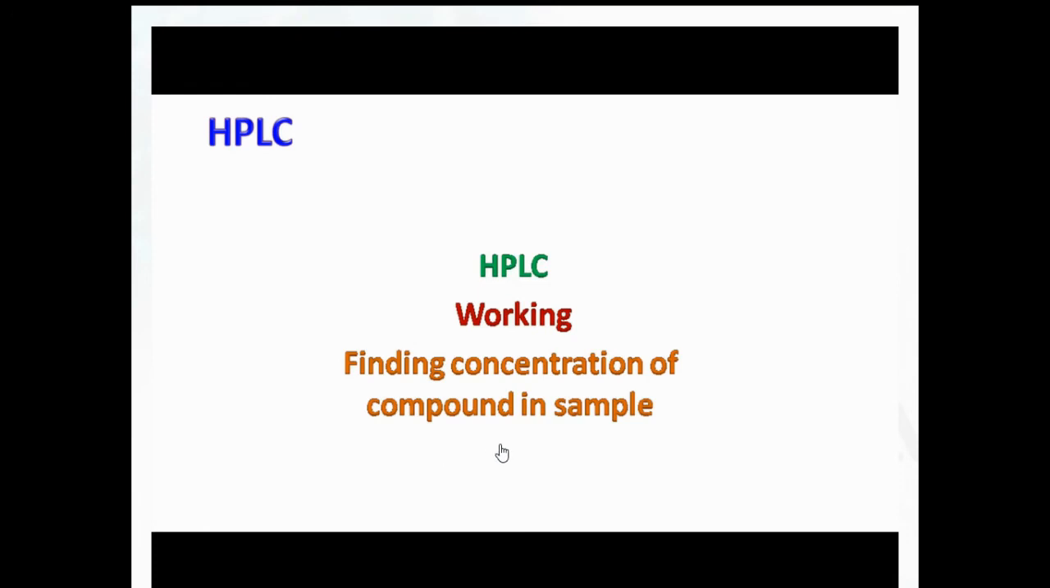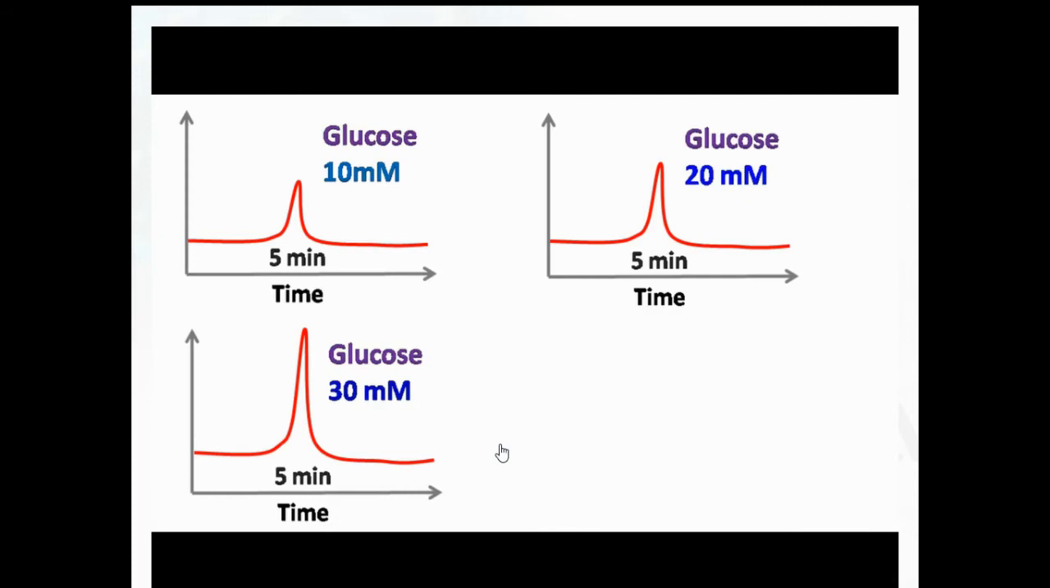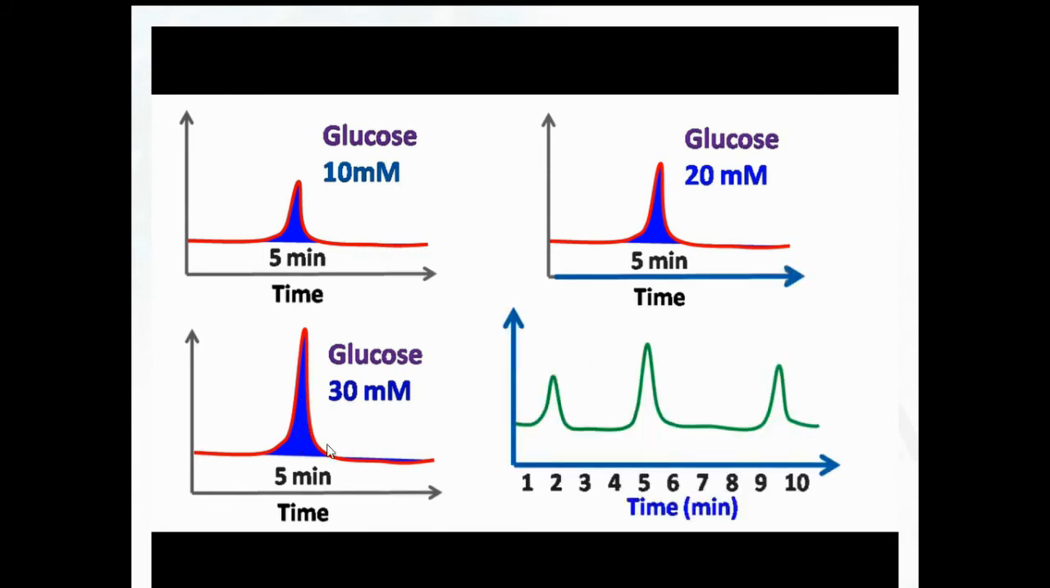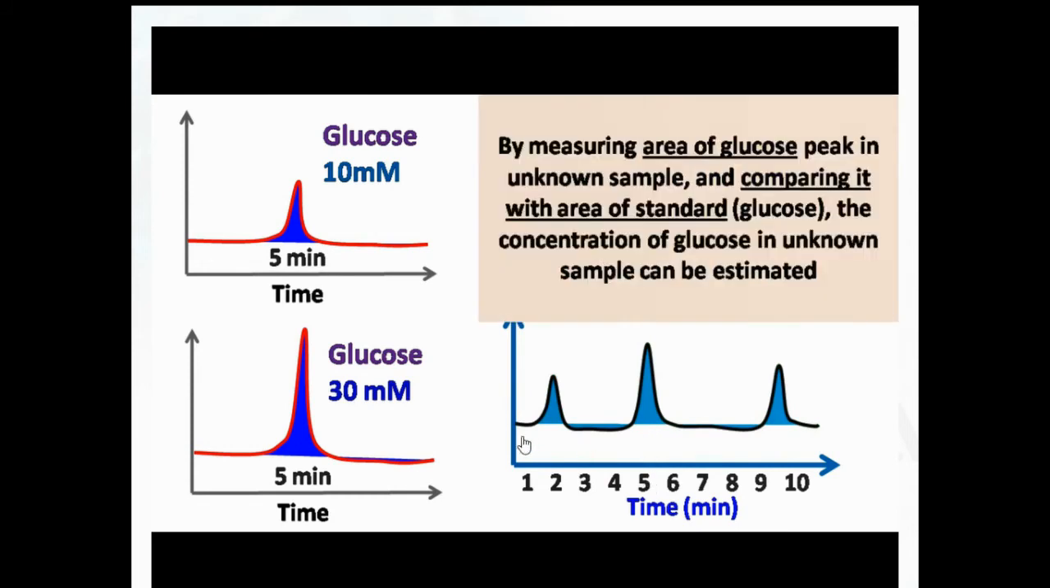Suppose you want to find the concentration of the sample, what do we have to do? The concentration can be found by the area under the peak. So all three different concentrations of glucose are done. After that, we have to calculate the area. The more the concentration, the more the area covered under the peak. Now this is the unknown sample. You can see the peak at 5 minutes, which corresponds to glucose, and the area under the curve will give the concentration of the glucose.